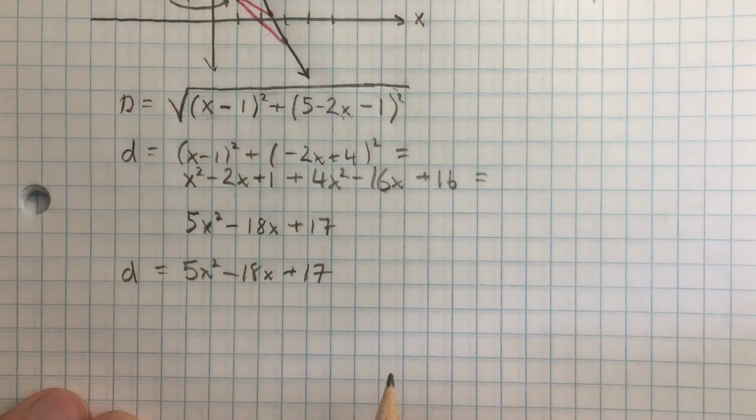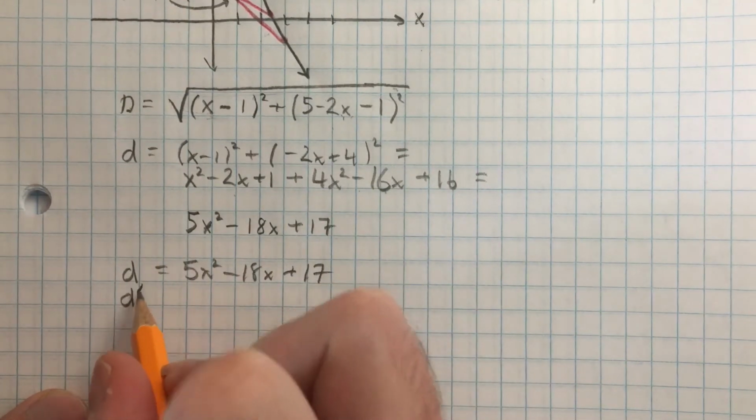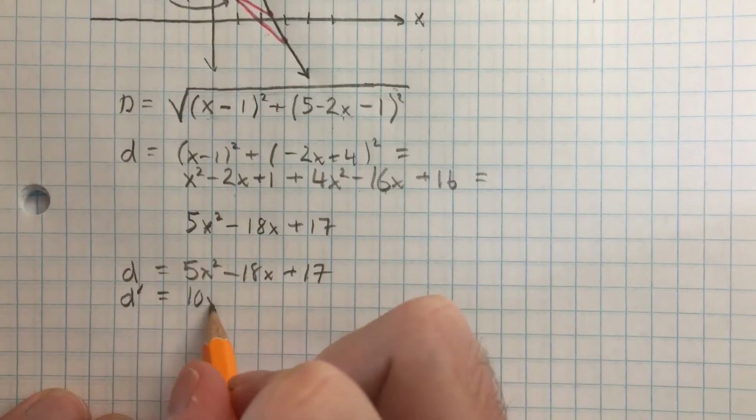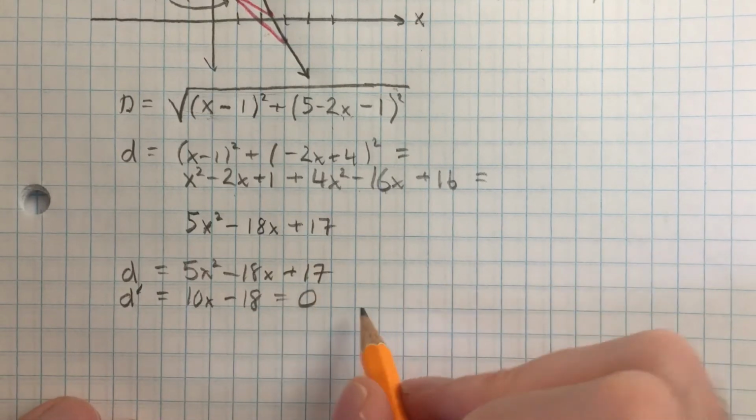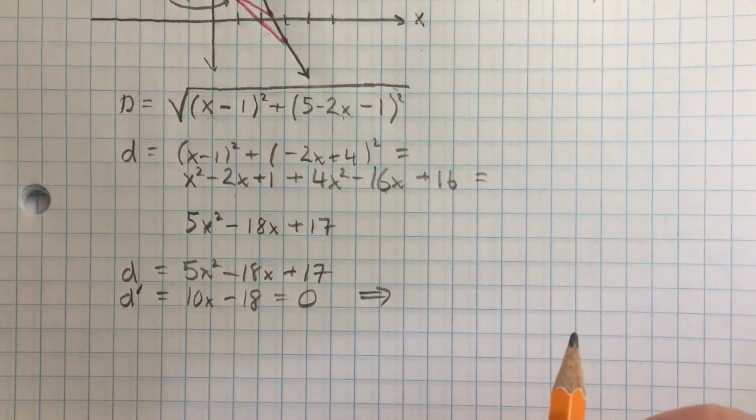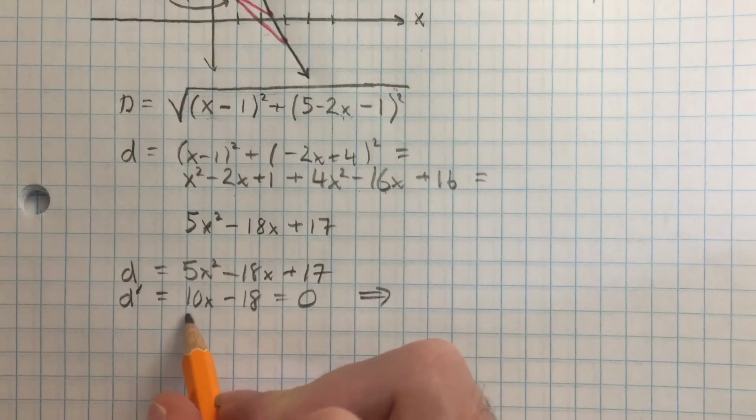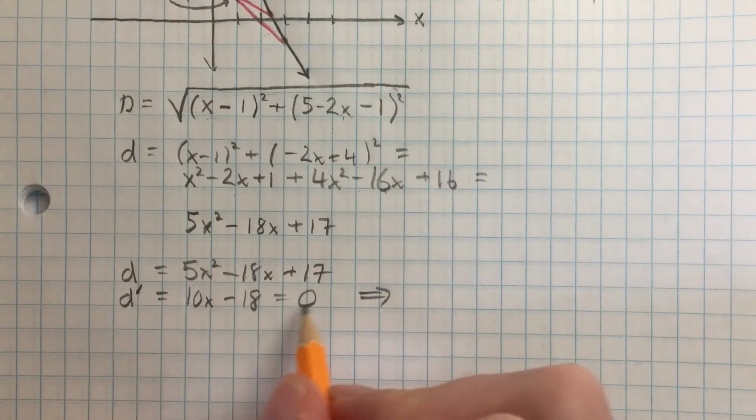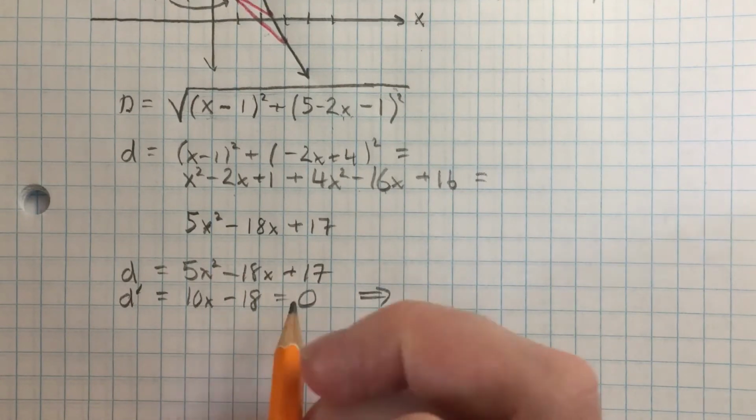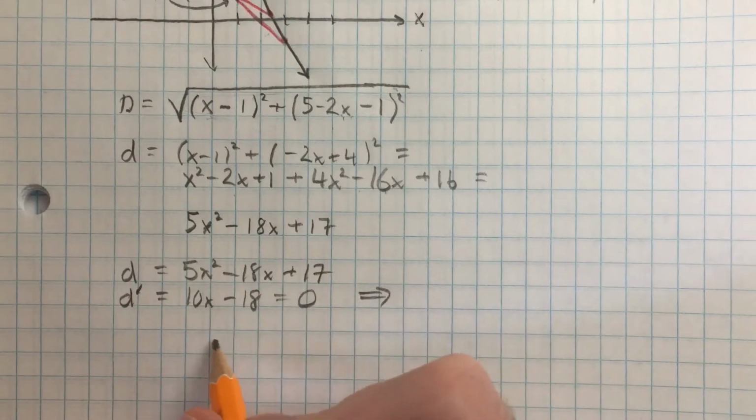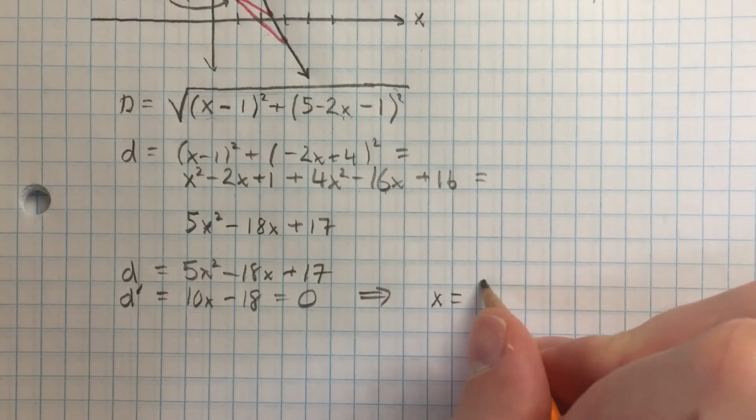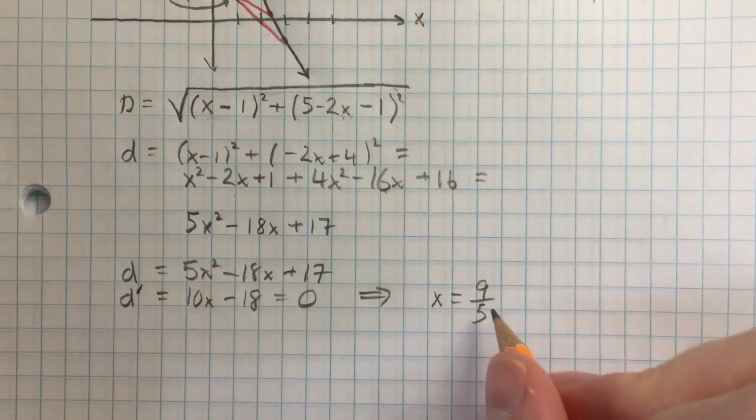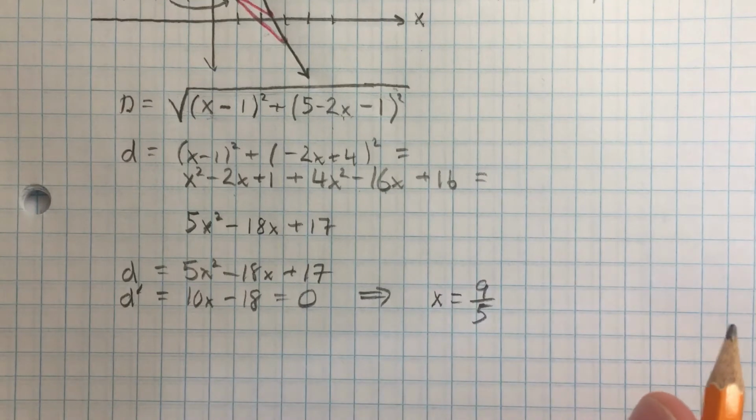I just want to take the derivative now and find out what x is. So d prime would be 10x minus 18, set equal to 0, and solve. I can factor off a 2, or you could just solve it very quickly. Either way, it doesn't matter. Let's just solve it. So 18 divided by 10, we will get x equals 9/5. So x equals 9/5.